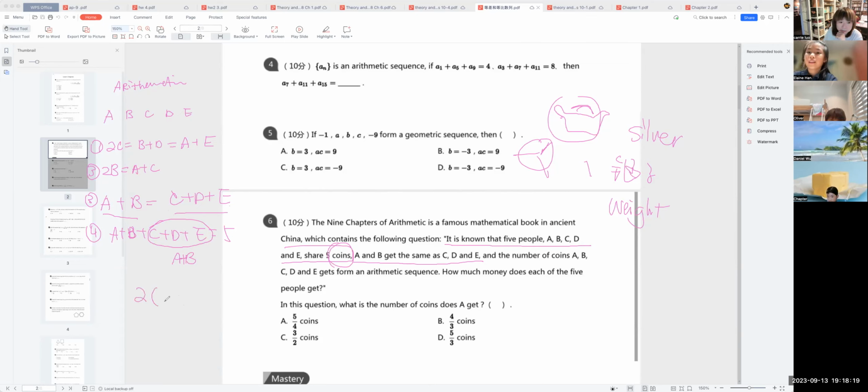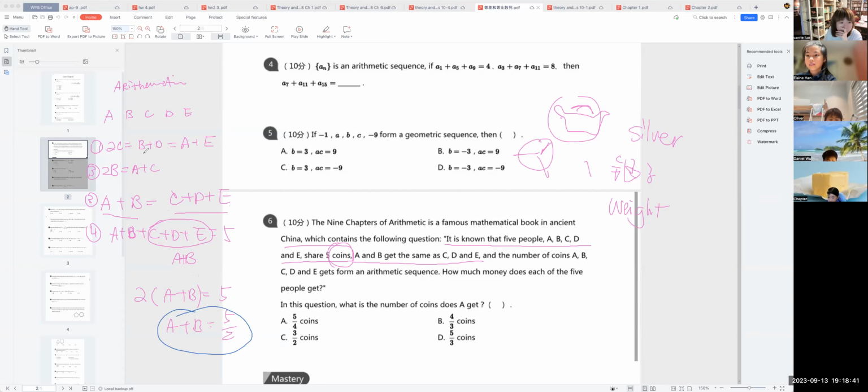So 2 times A plus B equals 5. Chapter, do you understand this part? Okay, so A plus B equals 5 over 2. Do you understand, everybody? Okay, so we have A plus B equals 5 over 2. And now we're going to think about this one, okay?